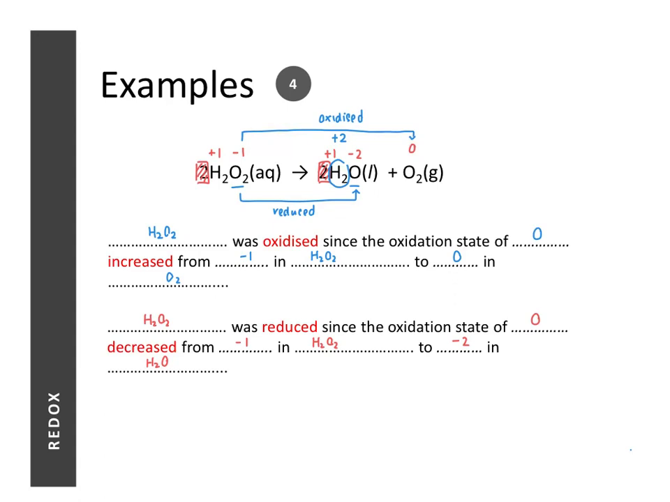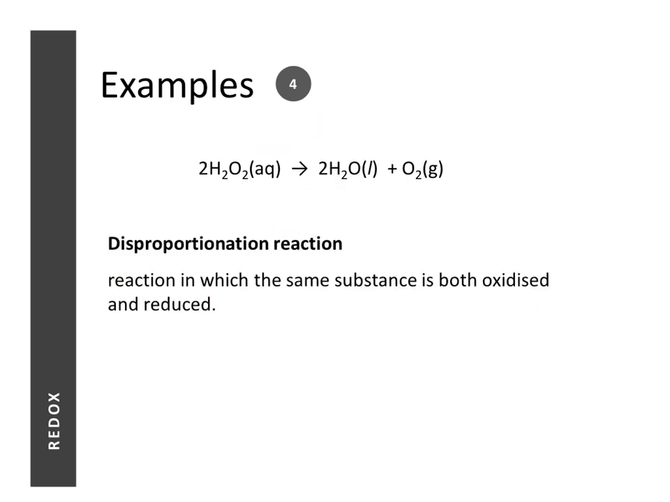Next, the unique situation here is this. In the previous examples, we saw that the substance that was oxidized and the substance that is reduced are 2 different substances. But in this example, the same substance, hydrogen peroxide, was oxidized, and hydrogen peroxide was also reduced. Now for a unique reaction like this, where the substance that's oxidized and reduced is the same substance, we give it a special name. It's called disproportionation. A disproportionation reaction is a redox reaction in which the same substance is both oxidized and reduced.